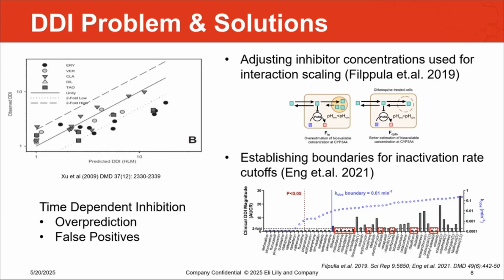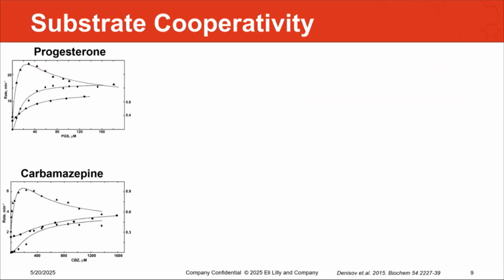We need to find a different concentration or a different way about getting the inhibitor scaled for the interaction. But what if the in vitro values were the problem? So at a conference, we ran into a poster that was talking about substrate cooperativity. Now, substrate cooperativity is not a new concept. It's existed for decades for P450s. But what this work demonstrated by Denisov and his group was that you have a different interaction with different substrates.